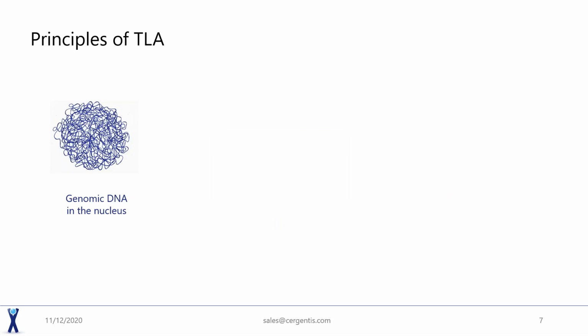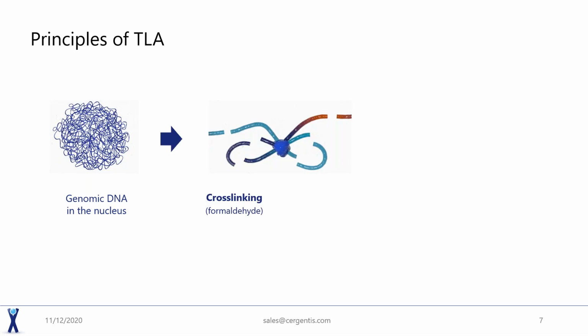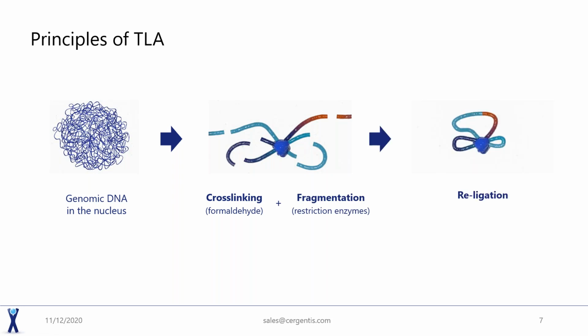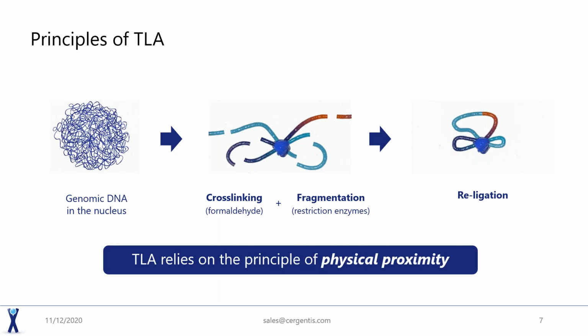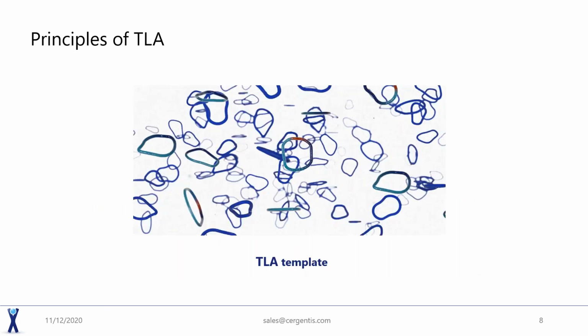Well, when we receive the samples from our customers, we start by cross-linking them. For this, we use formaldehyde as a cross-linking agent, and that's what we try to depict here using this blue dot. We then proceed to digest the DNA using restriction enzyme and then religate to create circles. So essentially, we reshuffle the DNA to create circles that then contain fragments of the digested DNA. But what's interesting about our TLA technology is that it actually uses the principle of physical proximity as a basis of selection, meaning that sequences that were originally close from one another will have a higher chance of ending up in the same circle. Still, it's very much a stochastic process.